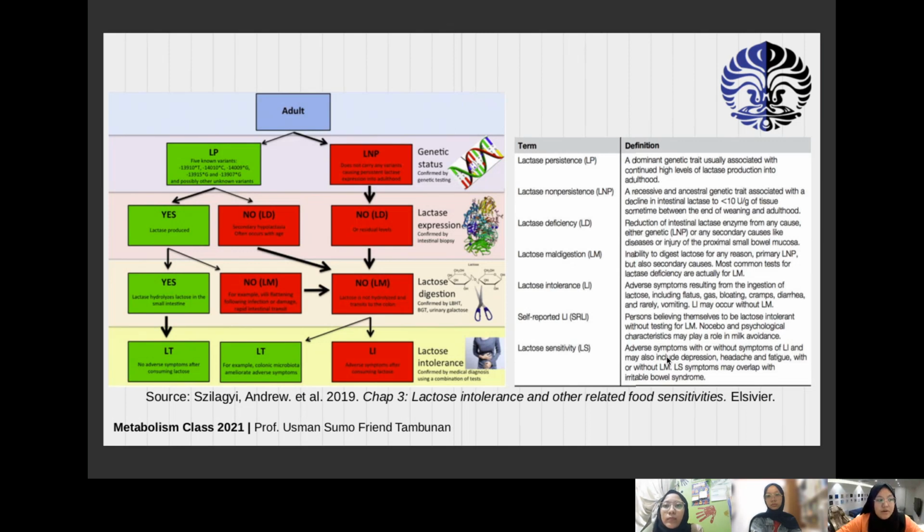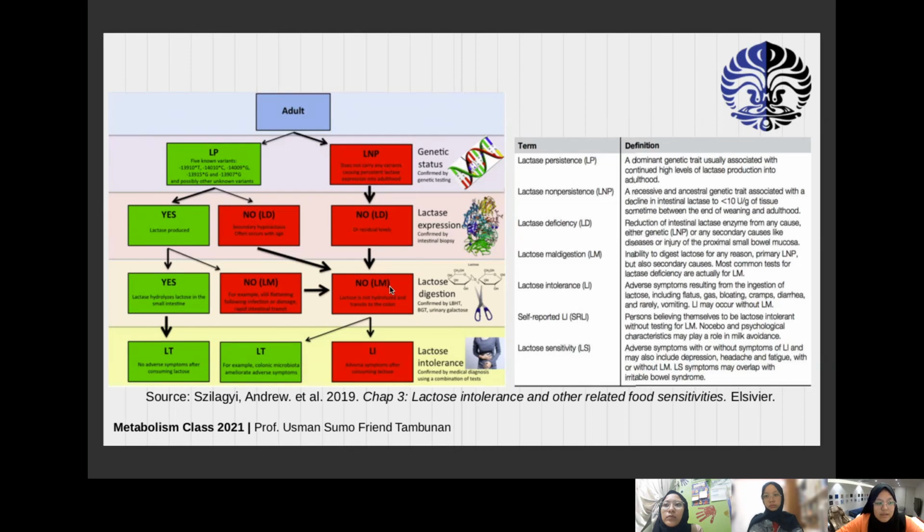Now I will explain the diagram from the right arrow, the red side here. If the adult is LNP, or lactase non-persistent, it means they don't carry any variant that causes persistent lactase expression into adulthood. Next, if they are LNP, then they have lactase deficiency, or LD, which is a reduction of intestinal lactase enzyme from any cause, either genetic or LNP, or any secondary causes like disease or injury of the proximal small bowel mucosa. And if it's LD, it means they have lactose maldigestion.